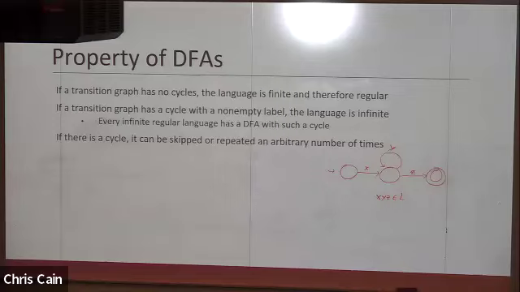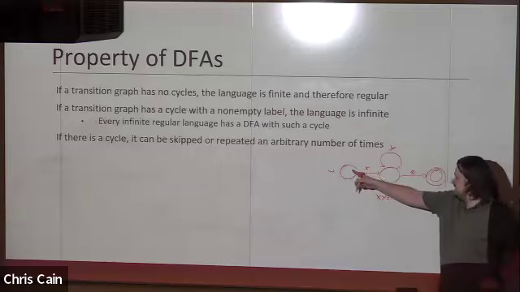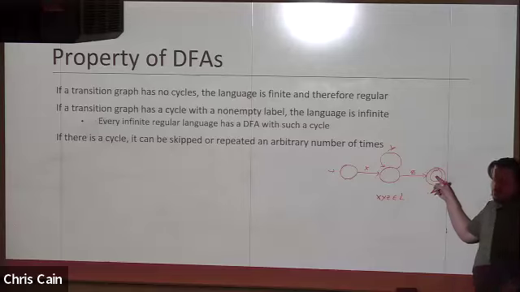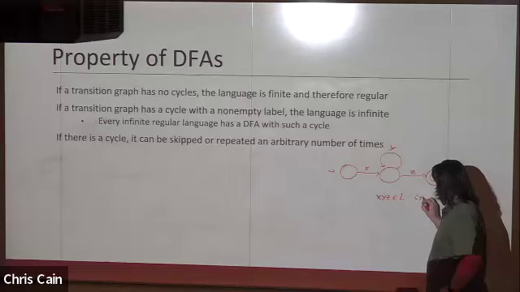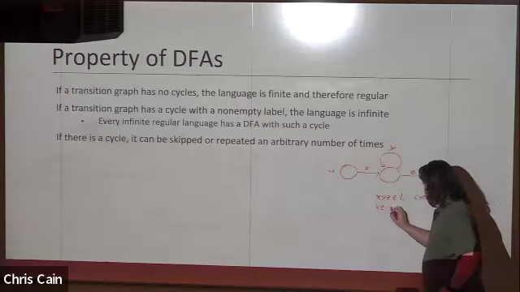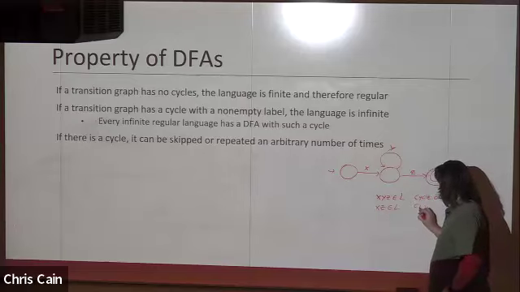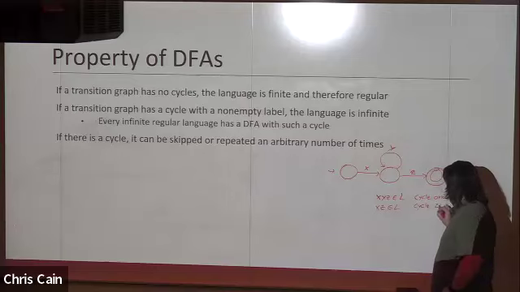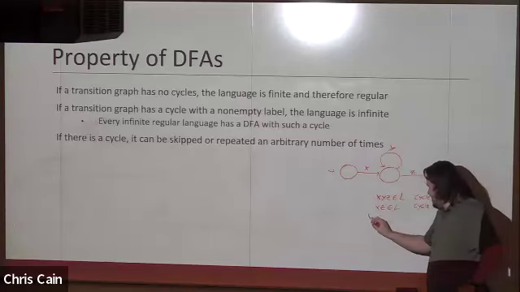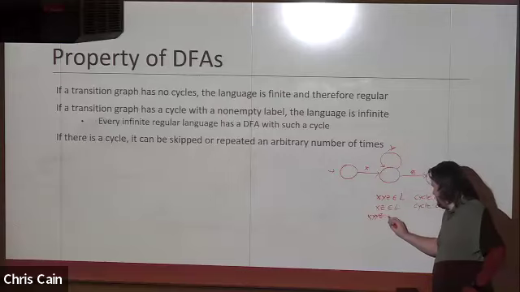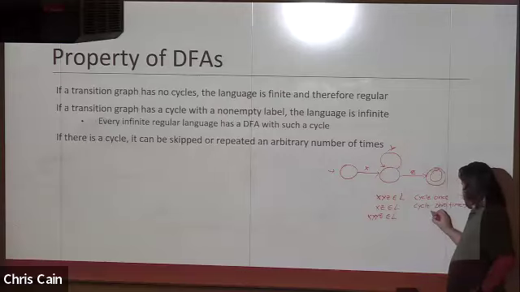Is XZ in the language of the DFA? We take this path to here and then this path to here, and end up in the final state. So this iterated the cycle 0 times. XZ is also in the language. We could also do this cycle multiple times. We could end up with X, Y, Y, Z, and that's in the language. We do the cycle twice.